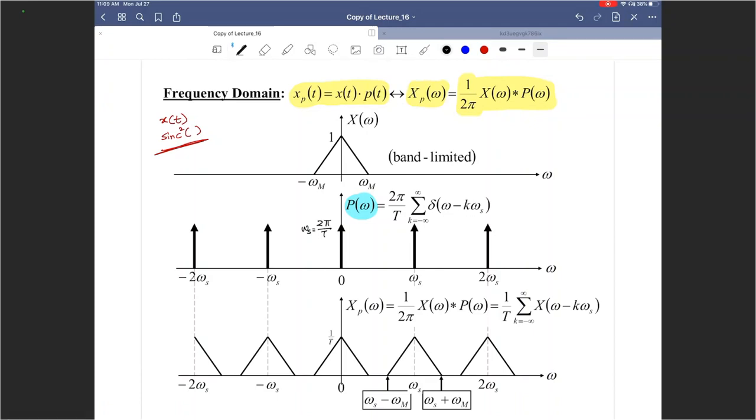So I need to do what? I need to convolve these two things. I need to convolve X of omega with P of omega, and I need to divide the convolution result by 2 pi. And when I do that, you notice what happens. When you convolve the triangle with an impulse train, that triangle will appear at 0, at omega s, at 2 omega s, at minus omega s, and so on, right? So you will get this particular shape. And because you have multiplied it by that 1 over 2 pi factor, let me highlight that in red here, with this factor there, you are going to get 1 over T remains over there.